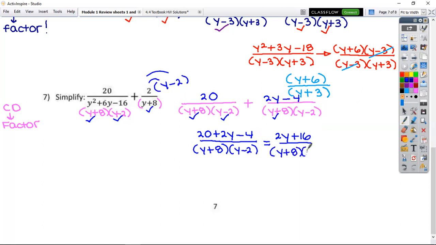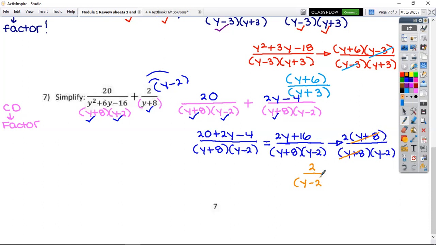Is there anything else we can do at the top? GCF, very good. I'm going to take this another step and factor it, because again, then you can cancel. So I have a 2, y plus 8 divided by y plus 8 and y minus 2. So my last and final step is I'm permitted to cancel those factors, and then I just write what's left over. So this final answer is 2 divided by y minus 2.